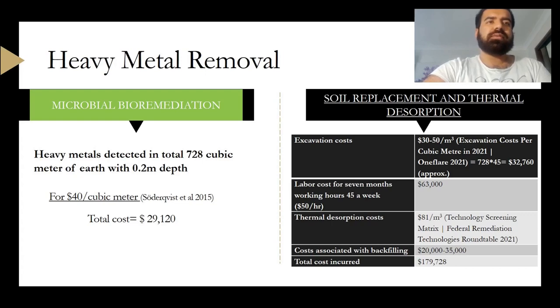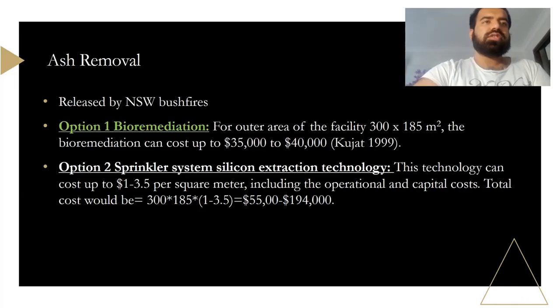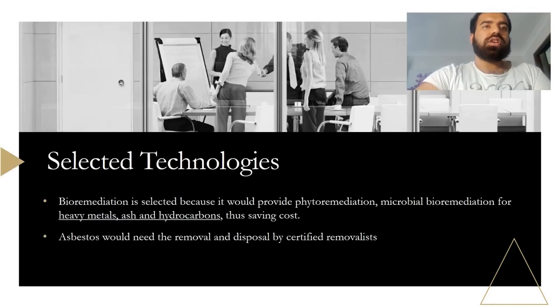So when we talk about the ash pollutants on our side, it would be released by the NSW bushfires. We have bioremediation or sprinkler system silicon extraction technology. We would be selecting bioremediation because it would be in line with the technology we have selected for heavy metals as well as hydrocarbons. It would cover heavy metals, ash, and hydrocarbons. Thus, it would save cost and would eliminate the need to select separate technologies for all these three. Asbestos would still need to be removed by the certified removal.